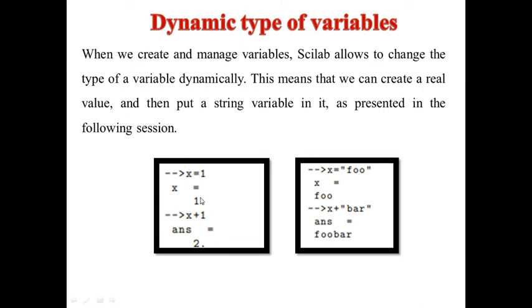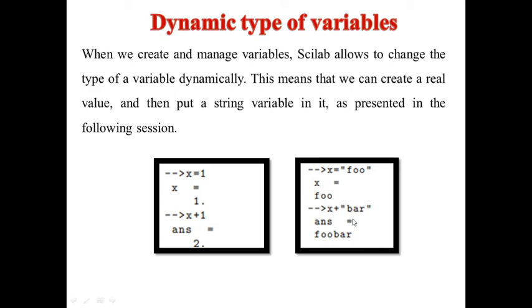Here what we have given, we have stored the real value, right? x equal to 1. Answer: x plus 1 equal to 2. So here for x the value is stored as 1. That is why 1 plus 1 is equal to 2. Here if you see x equal to foo, so that is returned, x plus bar equal to foo bar. So already there is a value of foo.